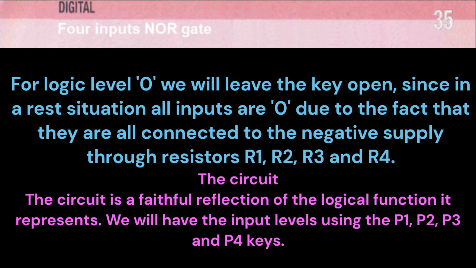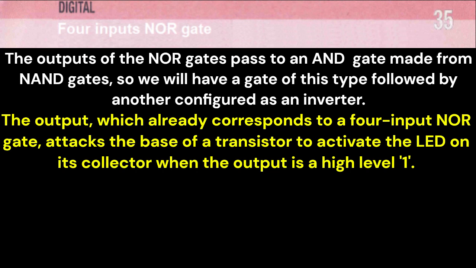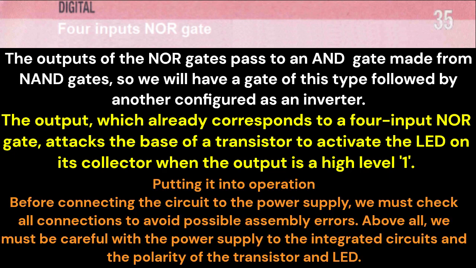The circuit. The circuit is a faithful reflection of the logical function it represents. We will have the input levels using the P1, P2, P3, and P4 keys. The outputs of the NOR gates pass to an AND gate made from NAND gates, so we will have a gate of this type followed by another configured as an inverter. The output, which already corresponds to a 4-input NOR gate, attacks the base of a transistor to activate the LED on its collector when the output is a high level 1.